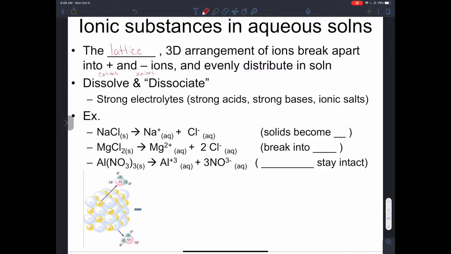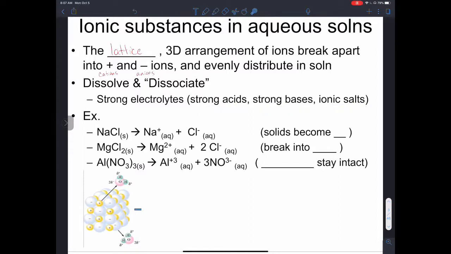The vocabulary that we use for this is that ionic substances in water both dissolve, meaning they mix with the water, but they also dissociate. And that is a unique word used specifically for ionic substances. Ionic substances dissociate. They no longer associate with one another. The pluses and the minuses come apart. We say that what is formed then is a strong electrolyte, right? Strong electrolytes include things like strong acids, strong bases, and ionic salts.